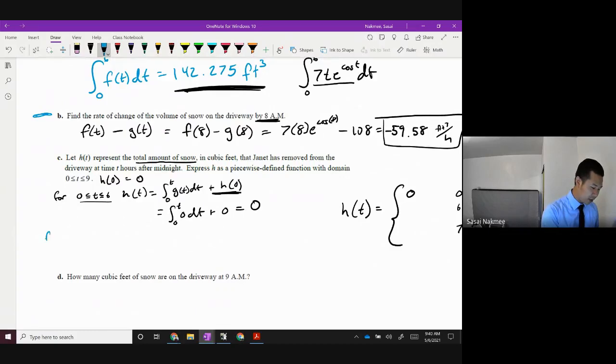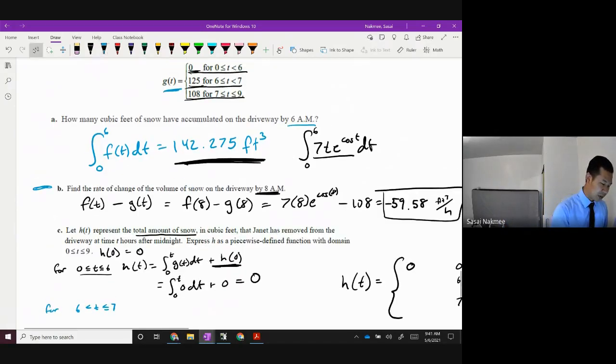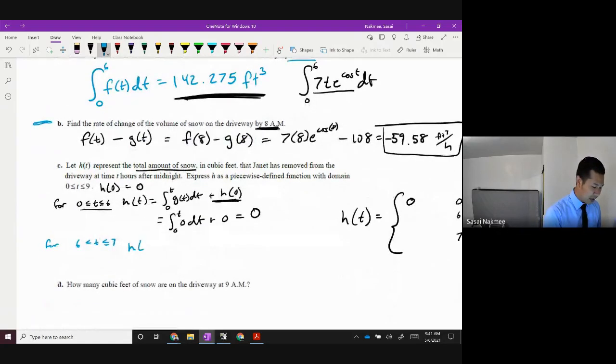The next one is for 6 less than T less than or equal to 7, right? That's for the next block where she's removing snow, and she's removing snow at a rate of 125. So H of T in this case is going to equal the integral from 0 to T of 125 dt, plus H of 6, all right?